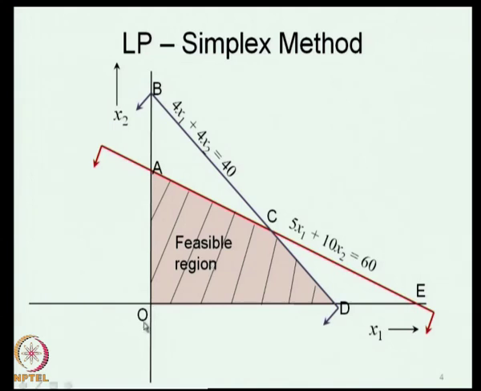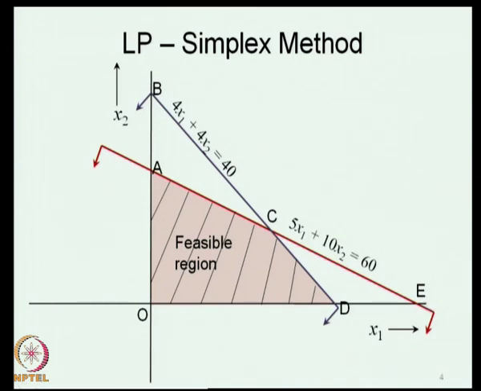Okay, we will mark these points: O as the origin where x 1 equals 0, x 2 equals 0; A. Then we will also take B where this constraint is intersecting the x 2 axis, C where these two constraints are intersecting each other, D where this line is intersecting the x 1 axis, and E where this constraint is intersecting the x 1 axis. So, we have 6 points now: O, A, B, C, D and E.